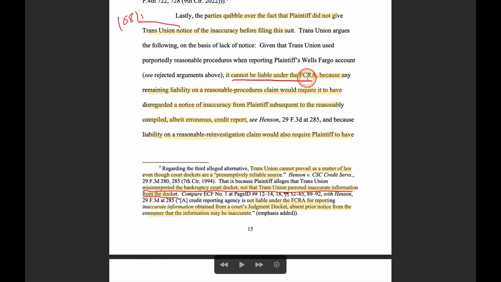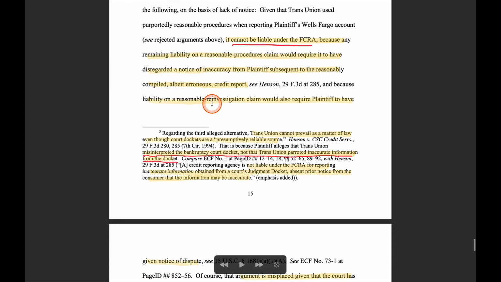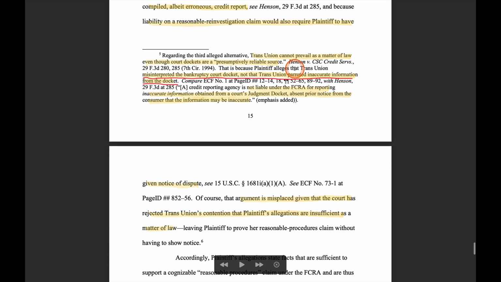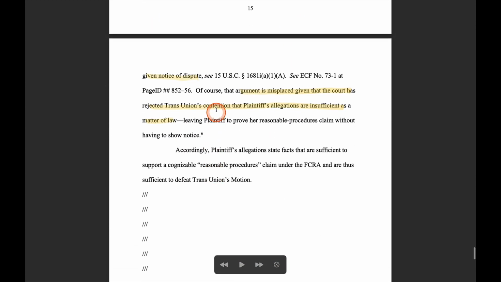You cannot be liable under the FCRA because any remaining liability in a reasonable procedures claim, that's an E-B claim, would require it to have disregarded notice of inaccuracy, and because liability would also require plaintiff to have given notice of dispute. Of course, this argument is misplaced given the court has rejected the contention that the allegations are insufficient.